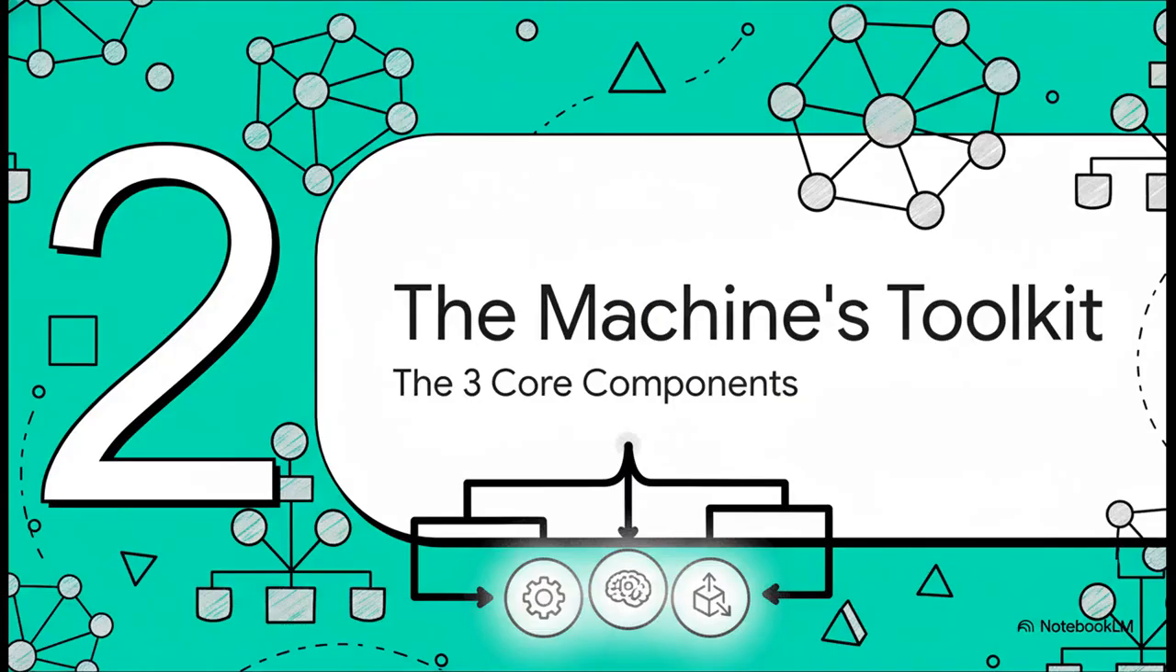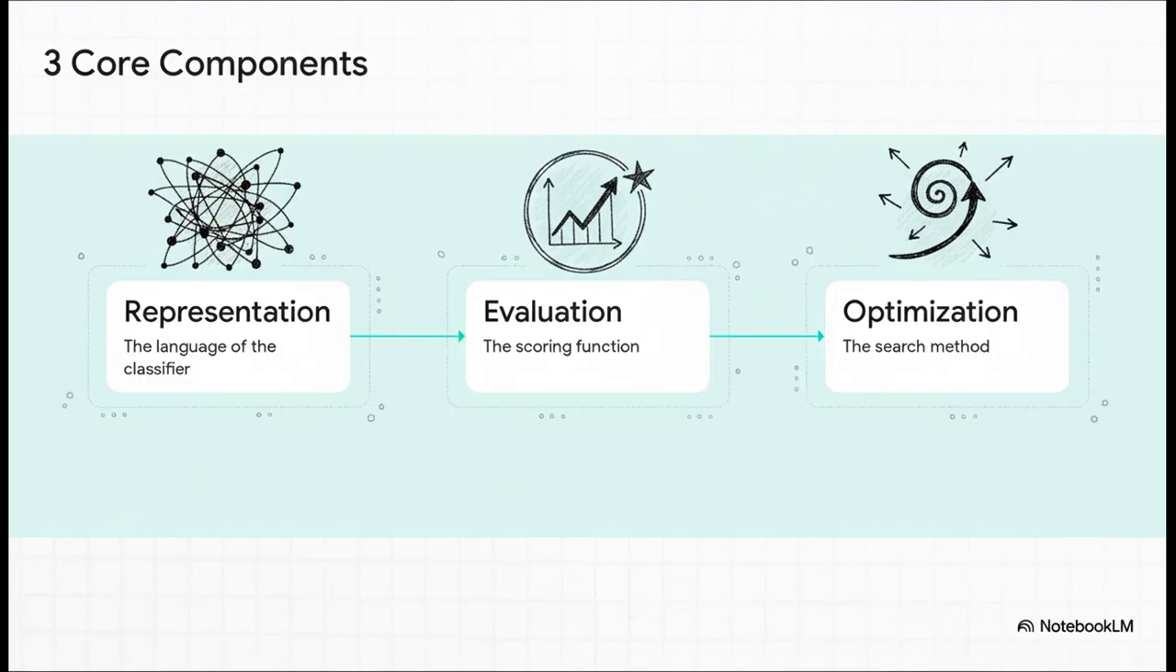So you've probably heard this dizzying list of terms: neural networks, decision trees, support vector machines. I mean, it sounds incredibly complicated. But what if I told you that every single one of those is really just a different mix of the same three basic ingredients? Seriously, think of it like building with Legos. First, you've got representation. This is basically asking, what kind of blocks can I even use? Are they simple bricks or are they complex gears?